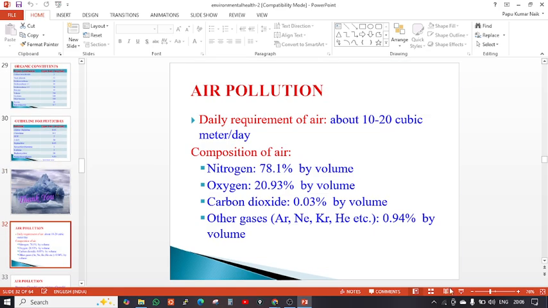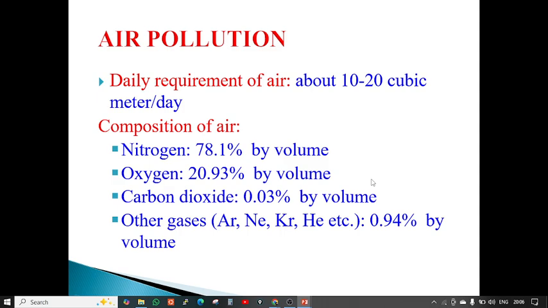So today our class starts with air pollution and how air is related to health. The daily requirement of air is about 10 to 20 cubic meters per person per day. Yesterday we discussed water, which is required for two reasons: one is drinking, and another is household and agricultural purposes. So directly or indirectly, water is needed by humans. Similarly, without air and without water we cannot survive. As important as water is, air is equally important.